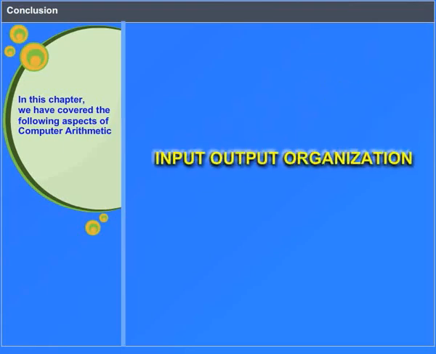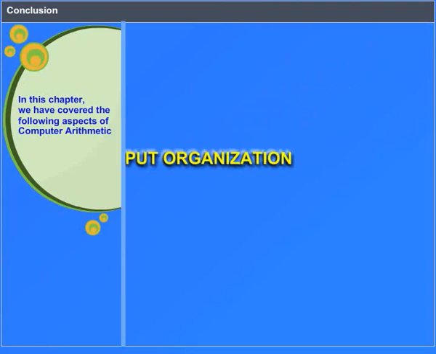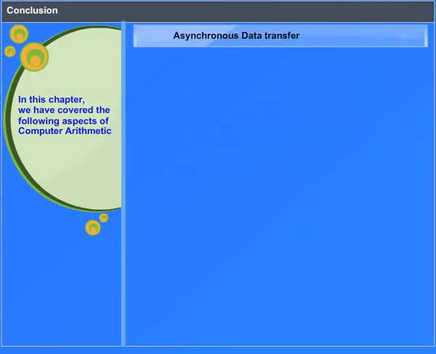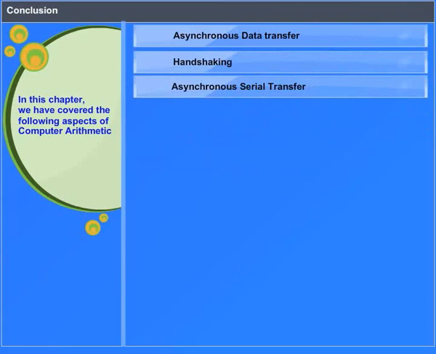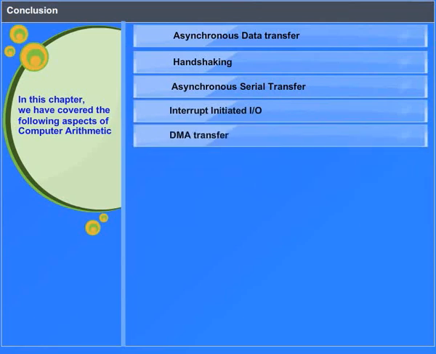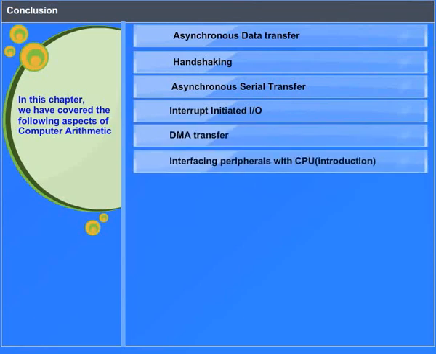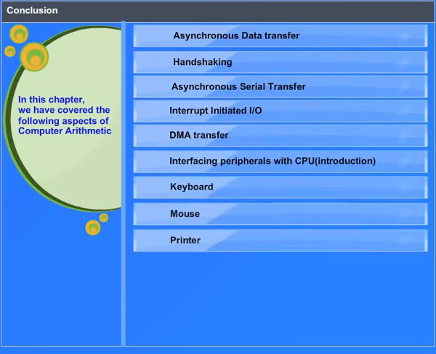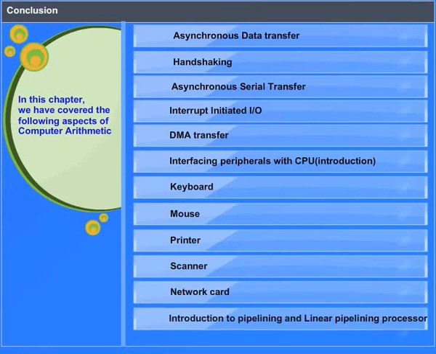Conclusion. In this chapter, we have covered the following aspects of computer arithmetic: asynchronous data transfer, handshaking, asynchronous serial transfer, interrupt-initiated input-output, DMA transfer, interfacing peripherals with CPU, introduction, keyboard, mouse, printer, scanner, network card, introduction to pipelining and linear pipelining processor.